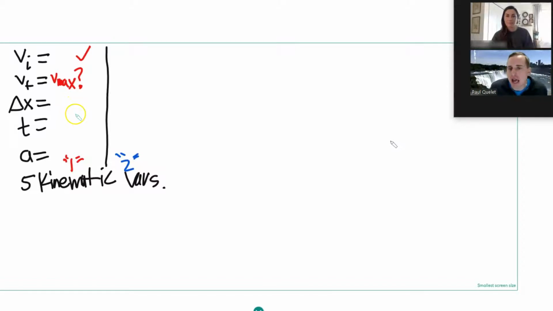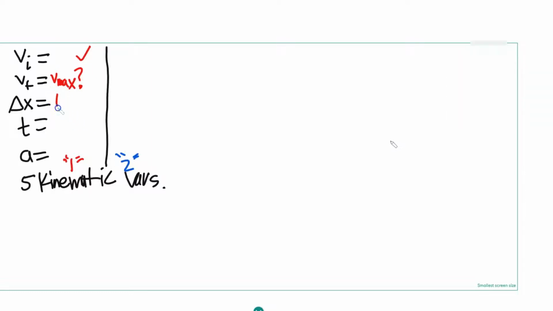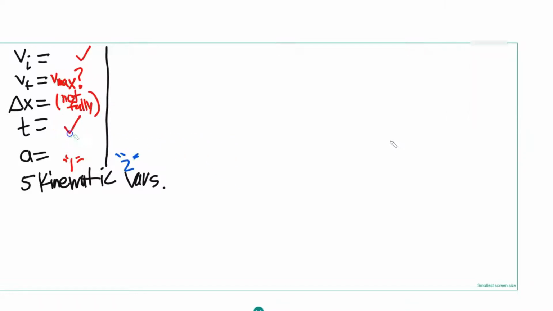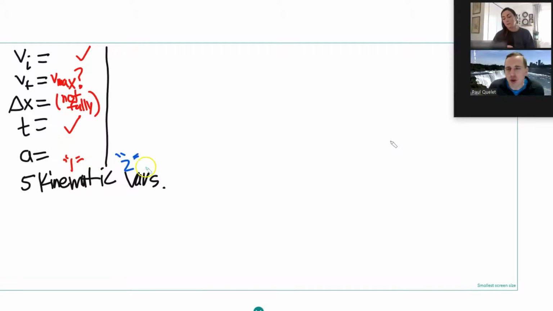Do we have delta x of segment 1? No, not specifically. We have the total delta x. But we don't have it for segment 1. So let's just say not fully. We sort of have it in part, maybe, but we might need to go back and get it. Do we have the time for segment 1? Yes, we do. Now, do we have the acceleration? How much he accelerates for segment 1?